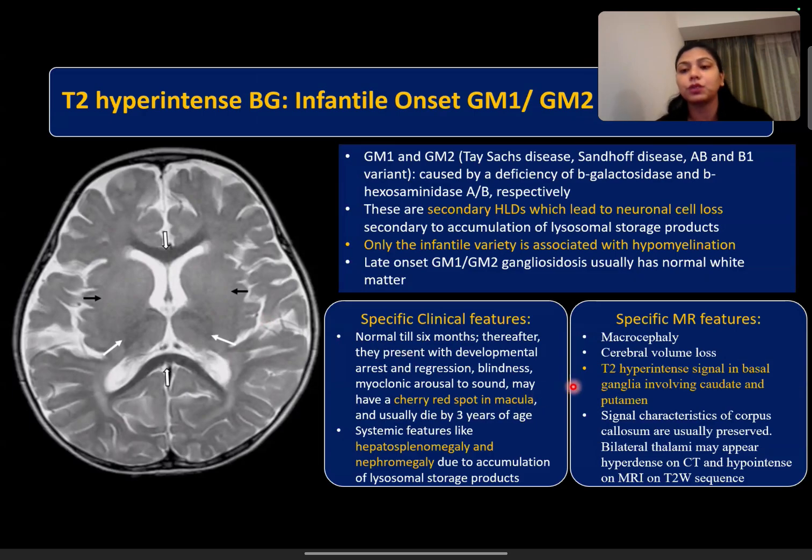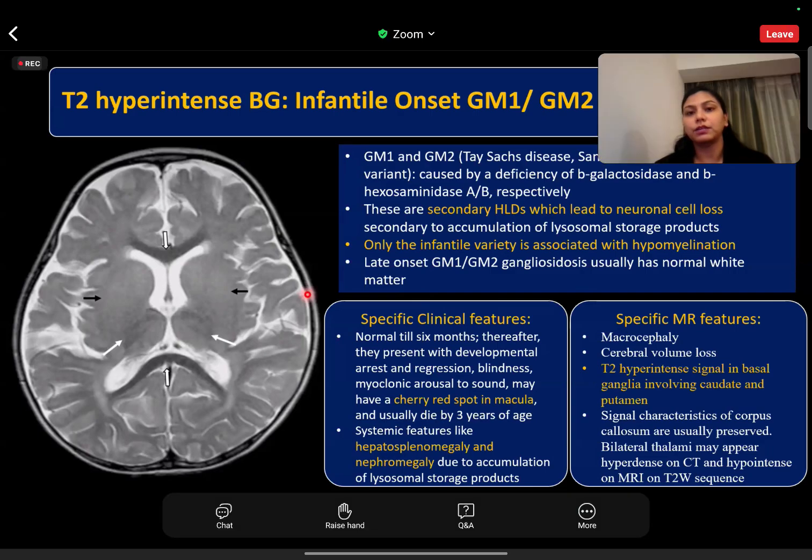Patient is a case of storage disorder, so we'll have hepatosplenomegaly and nephromegaly. But when it is an infantile onset GM1, GM2 gangliosidosis, usually the appearance will be like that. When it is late onset GM1, GM2 gangliosidosis, these changes may not be seen and the white matter may be normal. So the hypomyelinating leukodystrophy in GM1, GM2 gangliosidosis is in the infantile onset types.